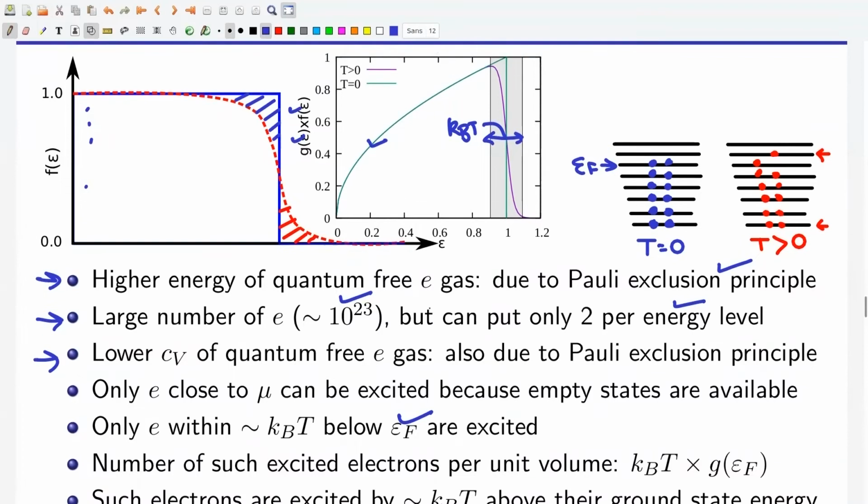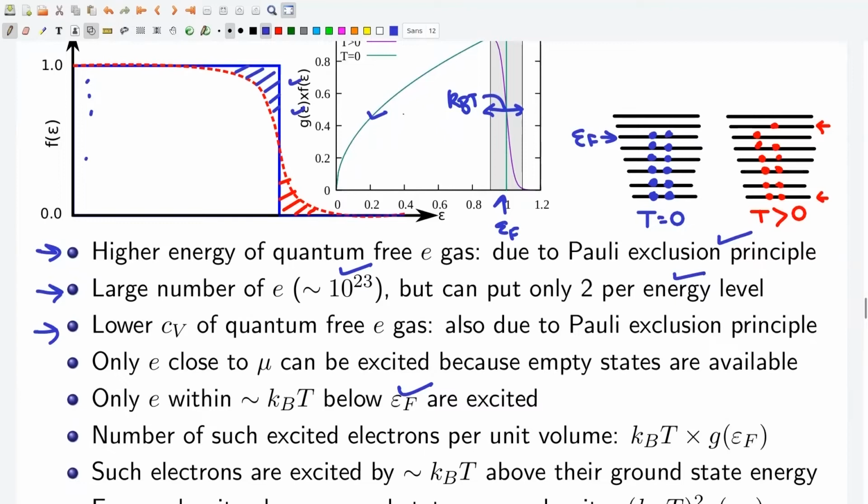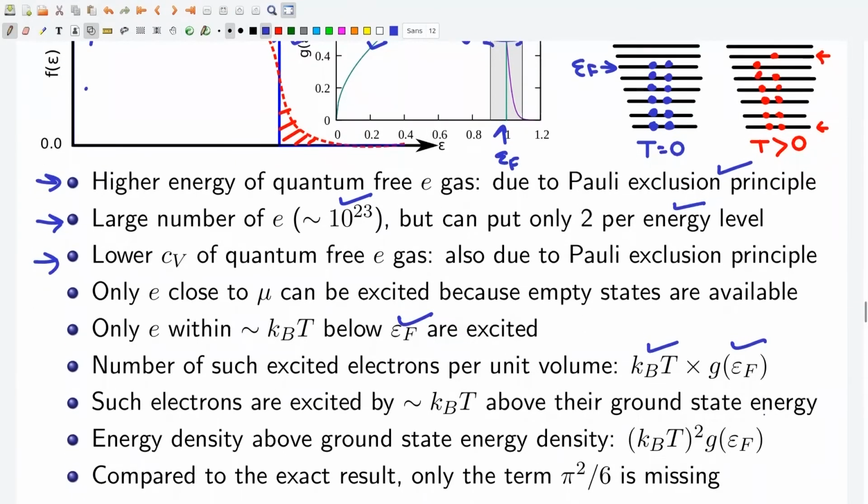And then how can we find it? We can just approximate it. We know the density of states at the Fermi level. The Fermi level is here. We can just find the area under the shaded region by calculating the area of this thing, and that is given by kBT times G of F. Now, note that this is the number of electrons getting excited at some finite temperature.